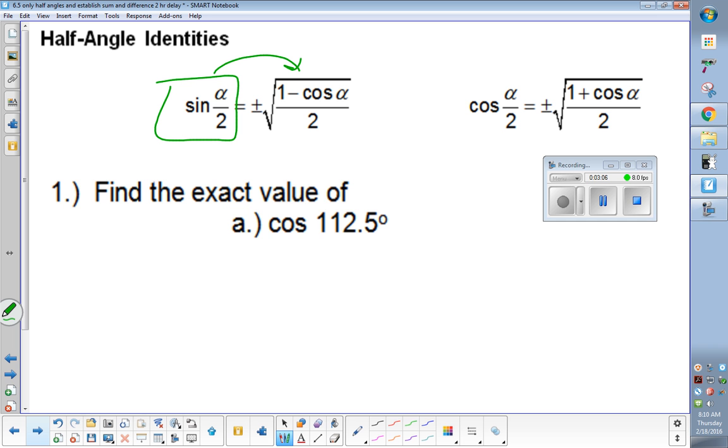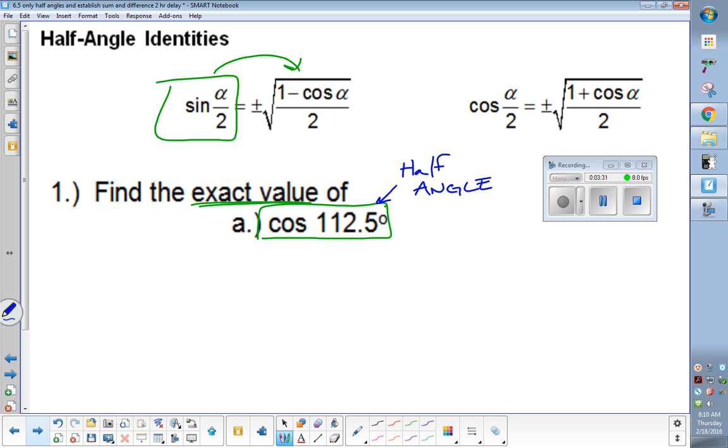So it says find the exact value of cosine of 112.5 degrees. Okay, exact value means I'm going to use my unit circle. If I go to my unit circle, though, I'm not going to find 112.5 degrees. Hopefully the thing that reminds you here is that there is a 0.5. Hopefully that helps you to remind yourself to think half angle, because that's what it is. It's half an angle.